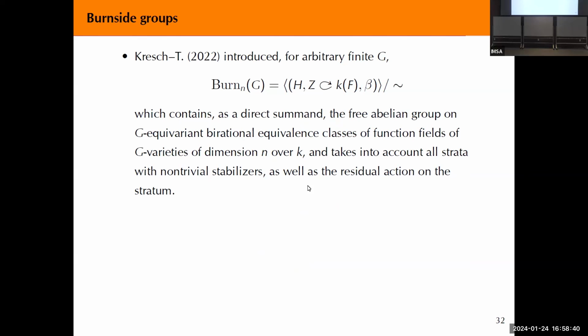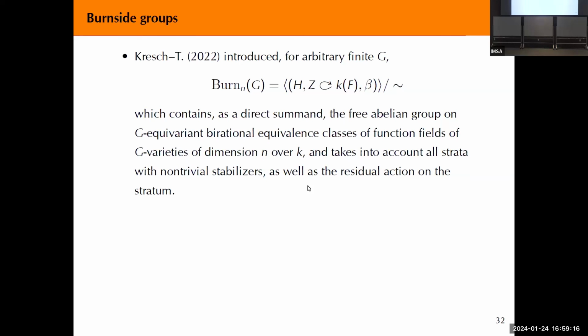Andrew Kresch and I introduced, for arbitrary finite G, what we call the G Burnside group, where we now look at symbols which encode not only the weights in the normal bundle to some stratum with a non-trivial stabilizer. So you record the stabilizer, you record the residual action on the stratum. It's a subgroup of the centralizer of the stabilizer. And then you record the weights in the normal bundle, and then you have to introduce some pretty complicated relations.